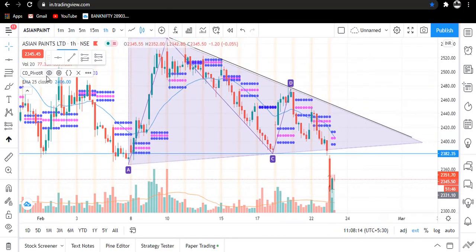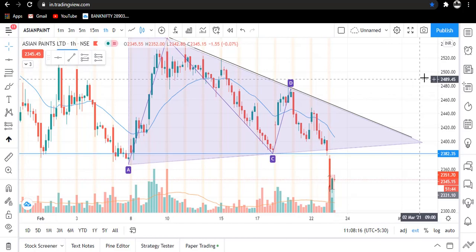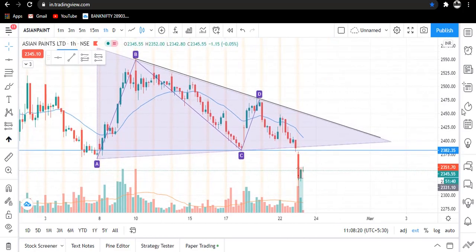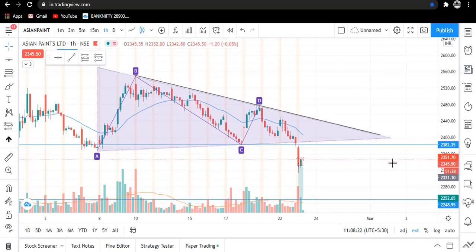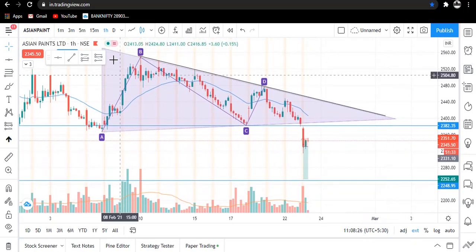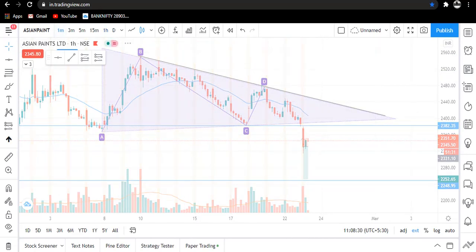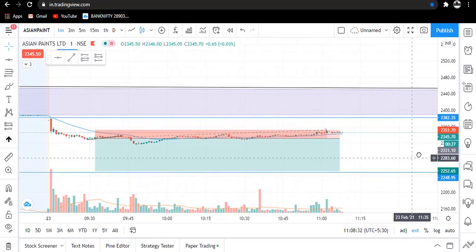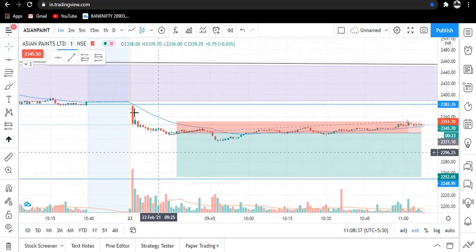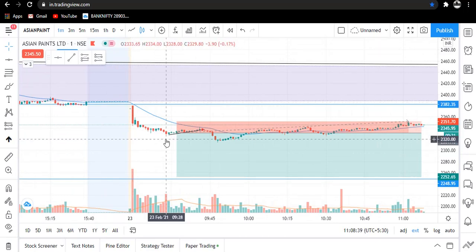Okay, so this is the time frame of 1 hour. Here you can see a triangle pattern was found, which I analyzed yesterday. A pattern is forming here. Now coming on to the 1 minute time frame, in the morning it gave the breakdown of this triangle pattern.